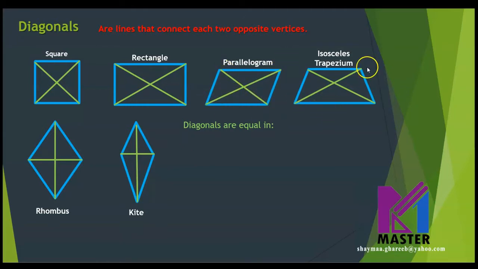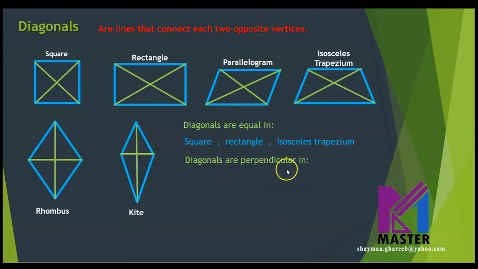What about the isosceles trapezium here? Look at this one and this one. They are equal. What about the rhombus? This one is longer than this one, so they are not equal. What about the kite? This one is longer than this one, so they are not equal. So we can say that diagonals are equal in the square, the rectangle, and the isosceles trapezium. Is this clear? Now, let's see.